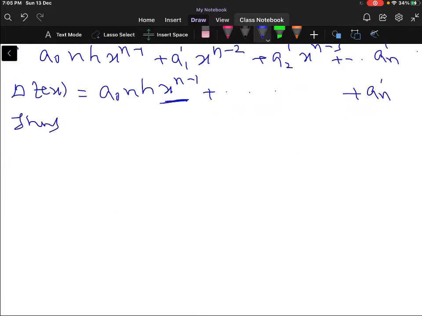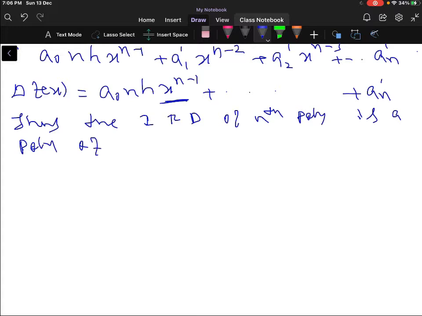So thus the first forward difference of nth degree polynomial is a polynomial of degree n minus 1. It means the first forward difference of nth degree polynomial becomes a polynomial of degree n minus 1.